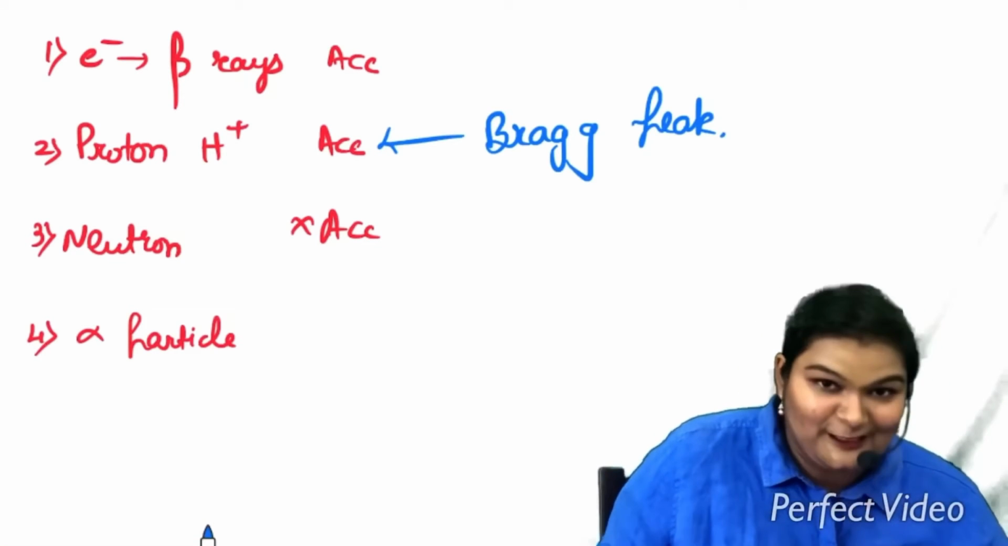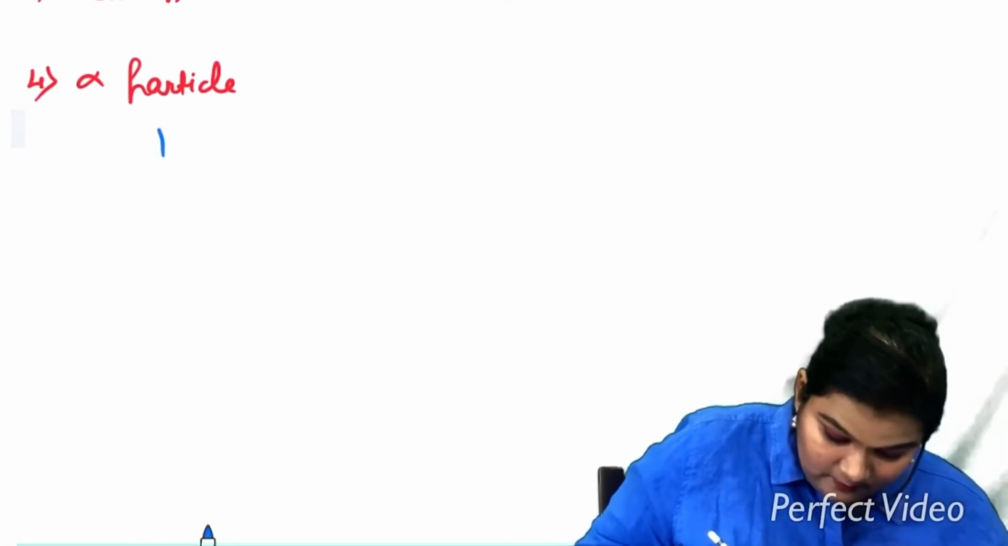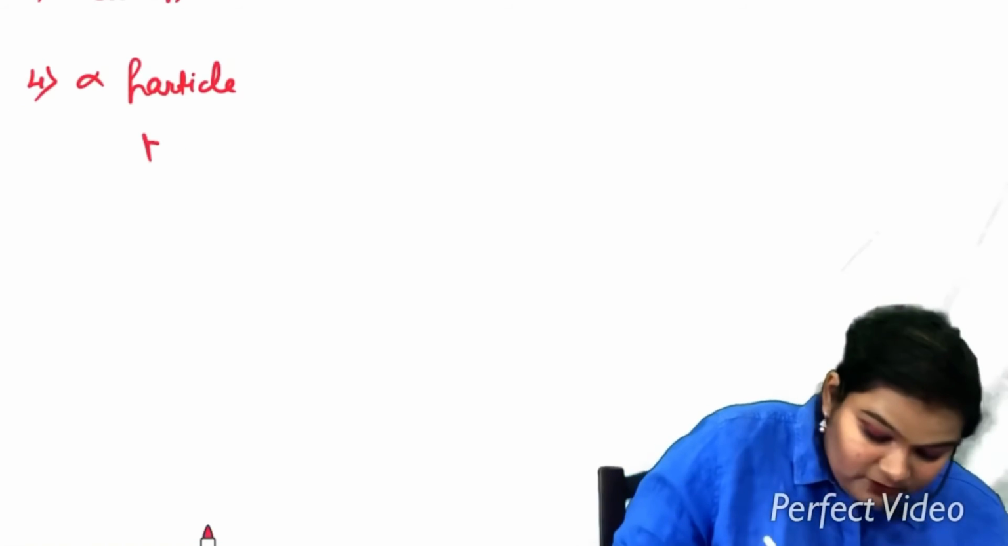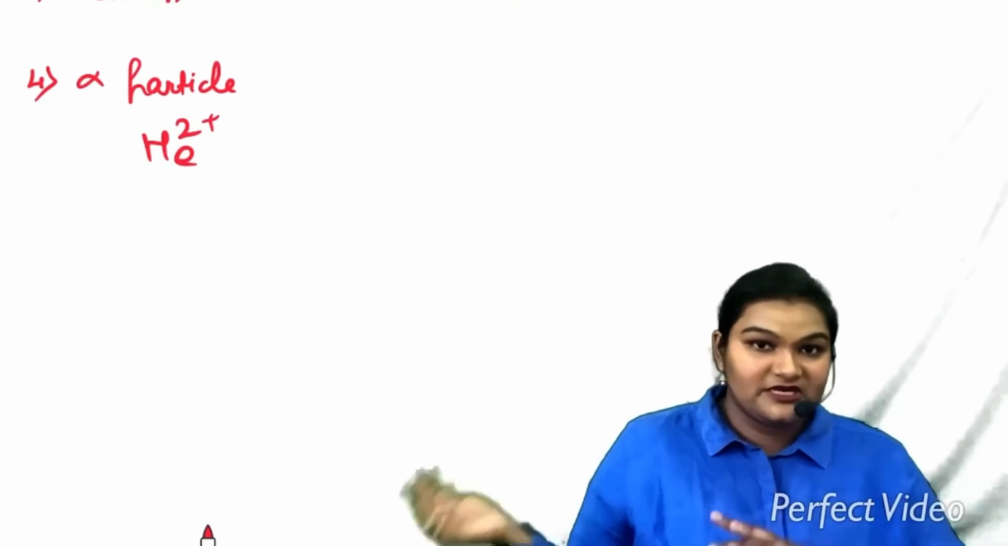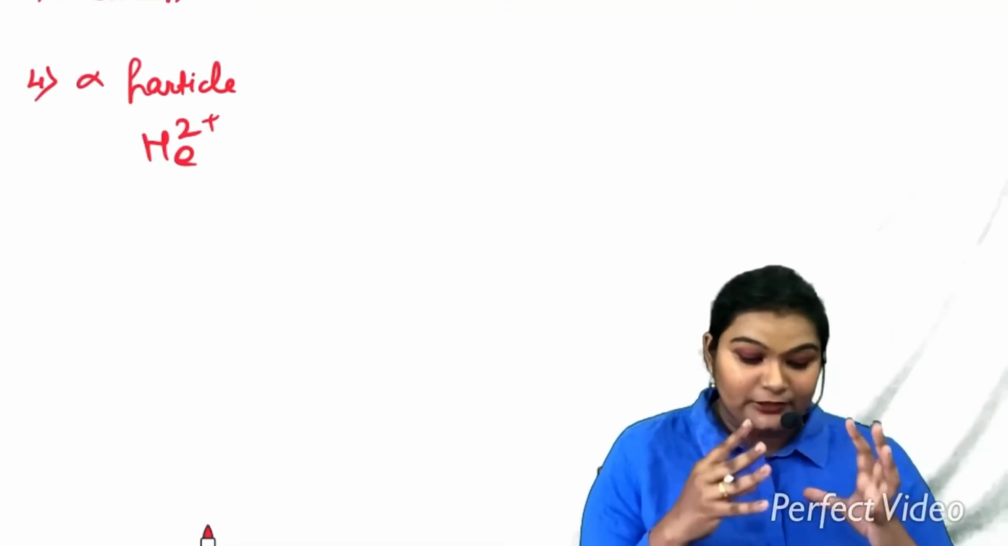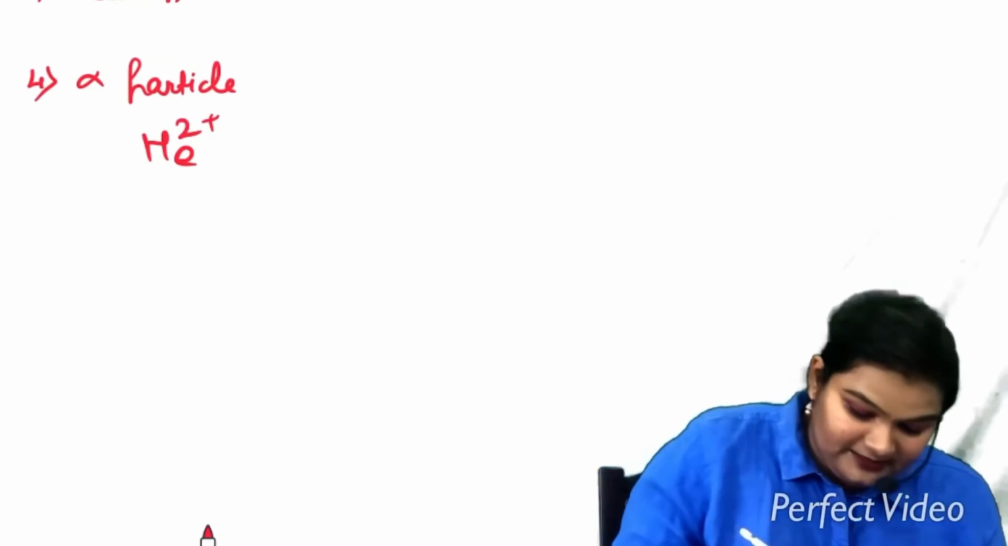Now the alpha particles. What do you mean by alpha particles? An alpha particle is basically helium, but with two positive charges. Helium has two electrons. When two electrons get knocked off, you are left with helium with two protons and two neutrons. So we call it alpha particles.